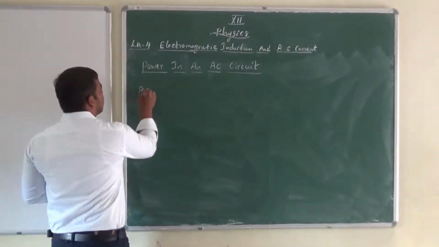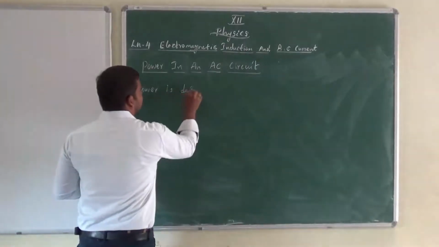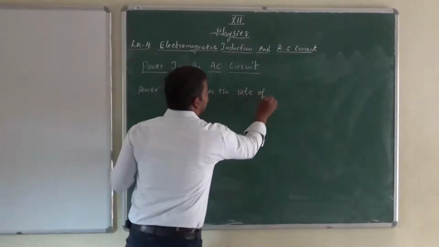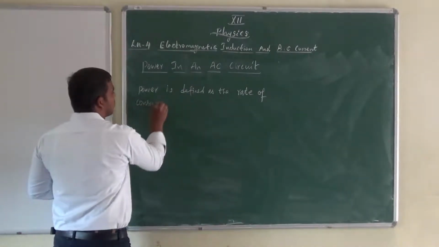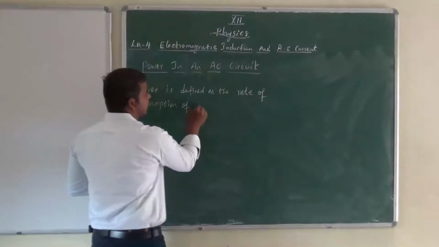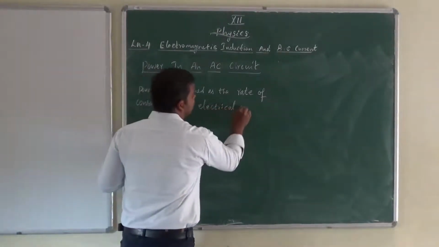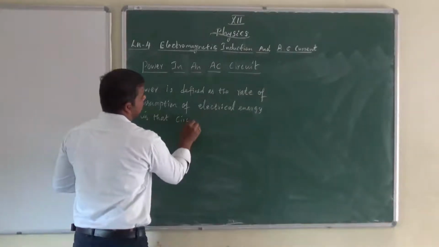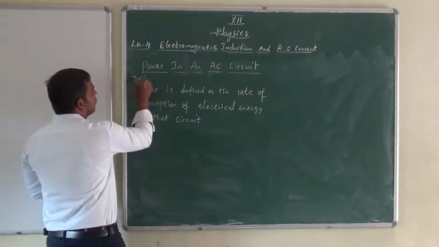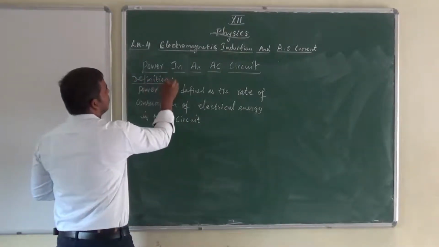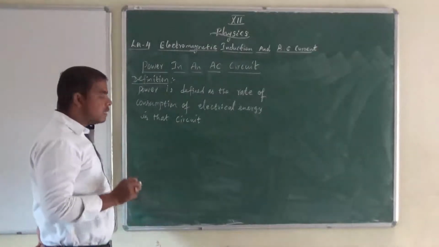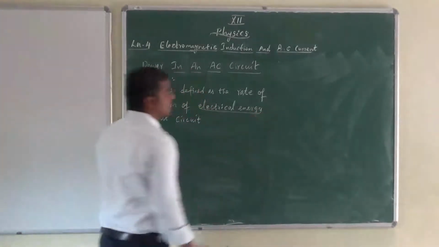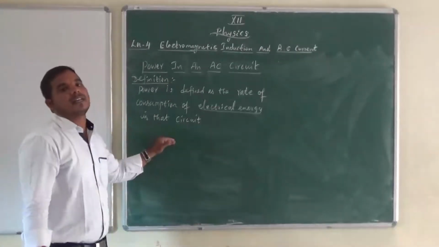So power in an AC circuit is defined as the rate of consumption of electrical energy in that circuit.